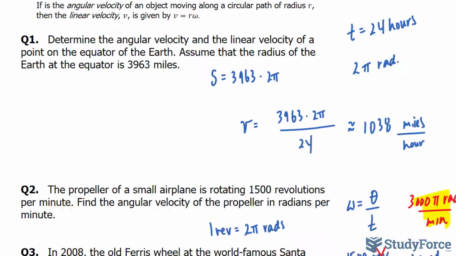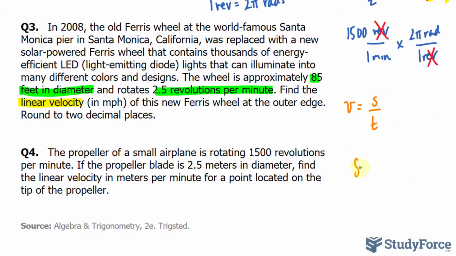So let's write down the formula for s in case we need it. S is equal to r theta. As you can see, we need to find out what s is equal to, given this formula, in order for us to find the velocity. And s can be found by taking the radius, which is half of 85. Let me write that down. R is equal to 85 over 2. And given what we know about 2.5 revolutions per minute, we can find out theta.